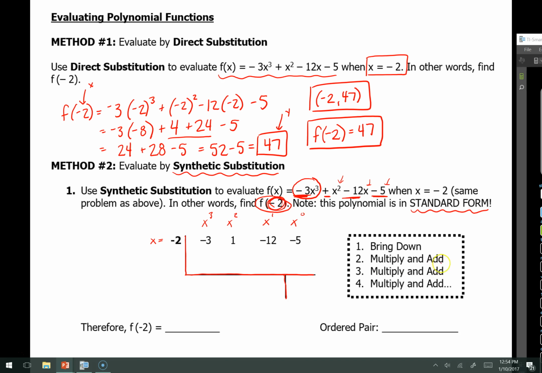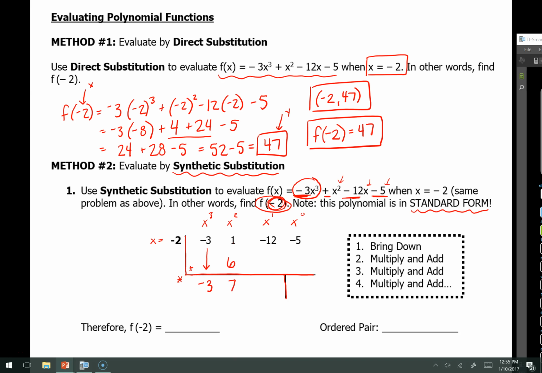So the methodology here is that we are, generally speaking, going to be adding whenever we're working inside of the L shape, and we are multiplying on the outside. So the first thing we're going to do is bring down the first coefficient, -3. And then we're going to start multiply, add, multiply, add, multiply, add, until we get to the end. So we're going to do this -2, this x value, times -3. -2 times -3 is +6. So I'm going to write it in the next open spot. Then I'm going to add. 1 plus 6 is 7, so it goes on the outside.